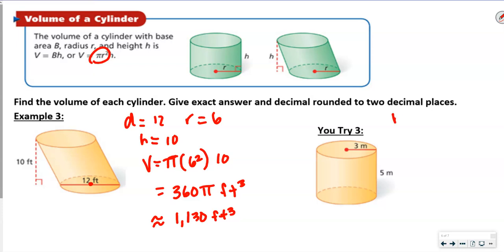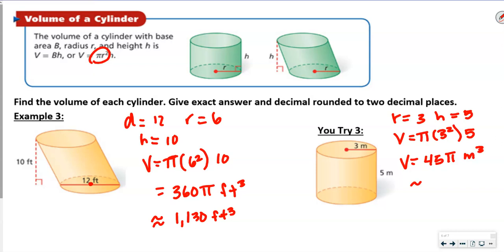So this one's a little easier because our radius is 3 and our height is 5, right? So once again, we're going to put it in our formula for our volume, and that's going to be pi times 3 squared, that's our radius, and then times 5. So that's going to be 9 times 5, so our volume is going to be 45 pi, and this time it's meters cubed. Then we're going to give our approximate answer by multiplying 45 times pi, and when I did that, I got 141.37, and again, that's meters cubed.